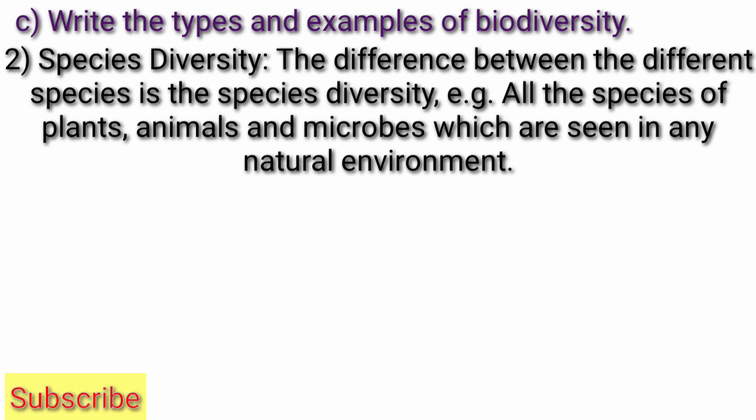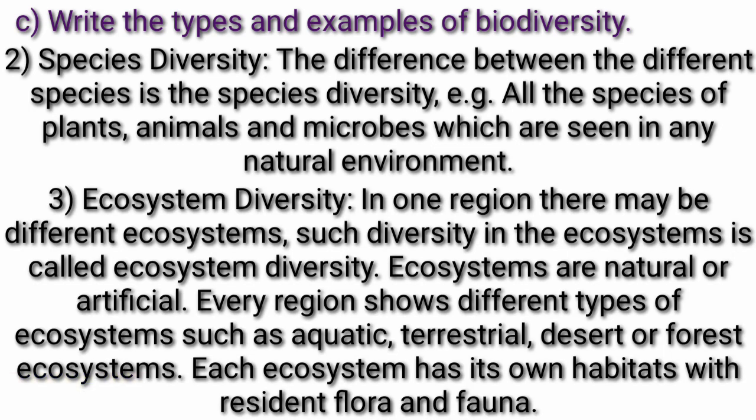Second, species diversity. The difference between the different species is the species diversity. Example, all the species of plants, animals, and microbes which are seen in any natural environment. Third, ecosystem diversity. In one region, there may be different ecosystems. Such diversity in the ecosystems is called ecosystem diversity. Ecosystems are natural or artificial. Every region shows different types of ecosystems such as aquatic, terrestrial, desert, or forest ecosystems. Each ecosystem has its own habitats with resident flora and fauna.